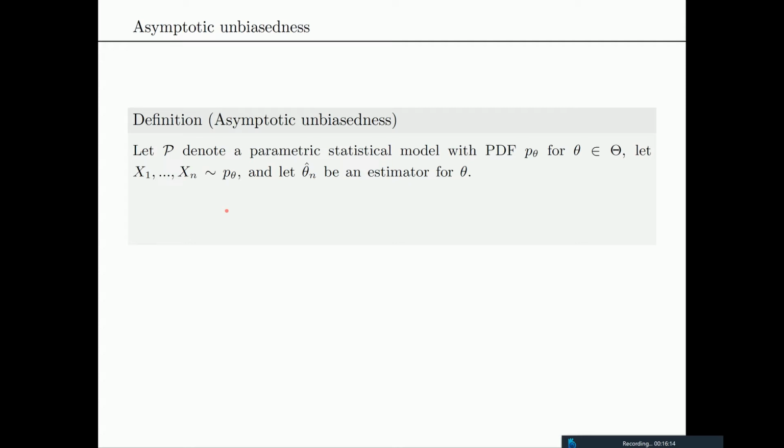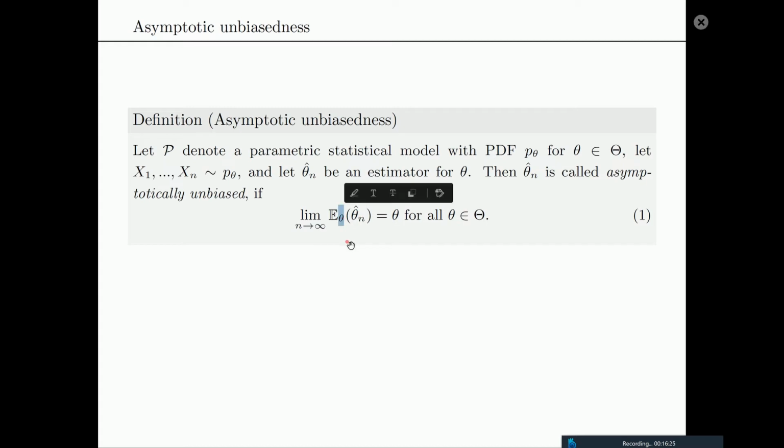So what does asymptotic unbiasedness then mean? It means that the limit of the expected value of theta hat n, under, of course, the expectation formed under the true but unknown parameter value, equals theta, and it does so for all values of the parameter. So if it's just for one value, then that's not enough to be asymptotically unbiased. It needs to hold for all possible parameter values.